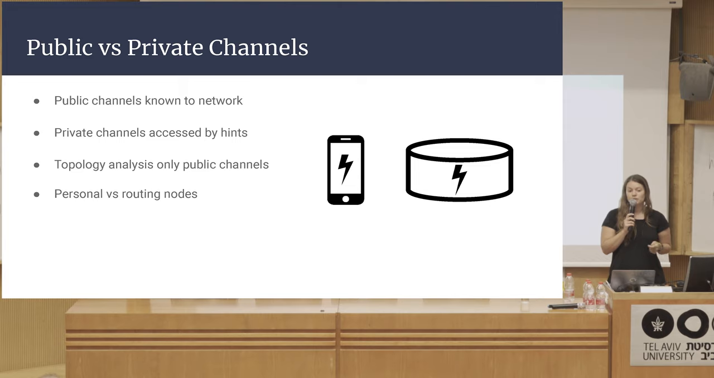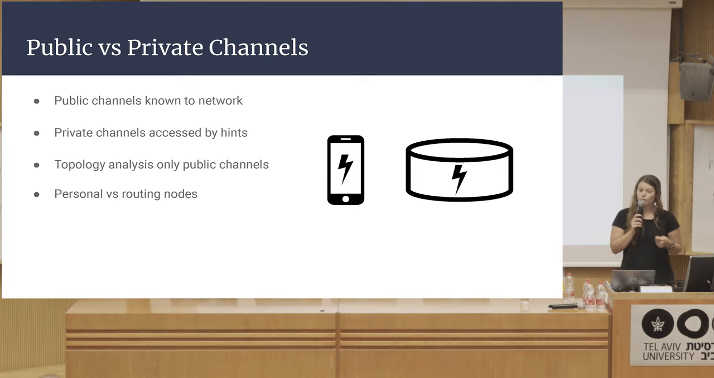So this means when we look at the topology of the network, we can only look at the public channels. Because when you want to look at the topology, you set up a Lightning node, you call a describe graph endpoint or something of the sort to get the nodes and the channels, and that's what you work with.